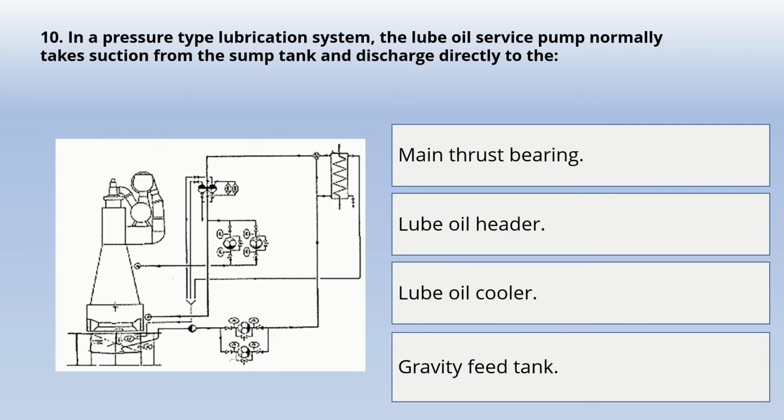Our next question is, in a pressure type lubrication system, the lube oil service pump normally takes suction from the sump tank and discharges directly to the, and the options are main thrust bearing, lube oil header, lube oil cooler, gravity feed tank. And the correct option for this question is lube oil cooler.